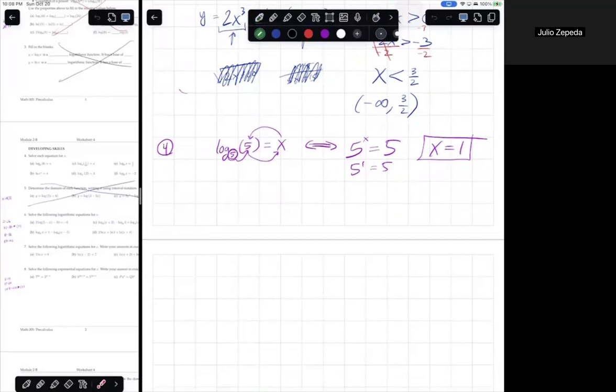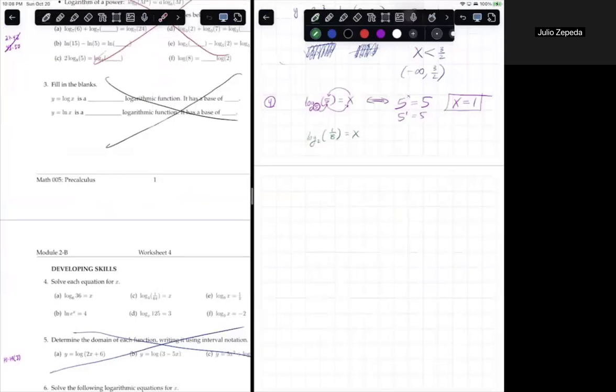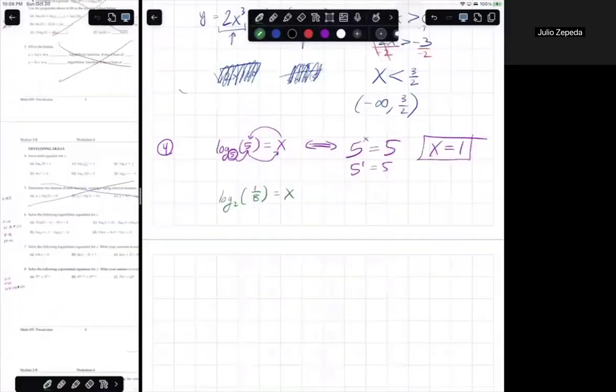So we're back. We were talking about logarithmic equations and solving them. I think I gave the example log base 2 of 1/8 equals x. This is similar to part C on our worksheet, so we'll do that problem as well. We already did one similar to part A.